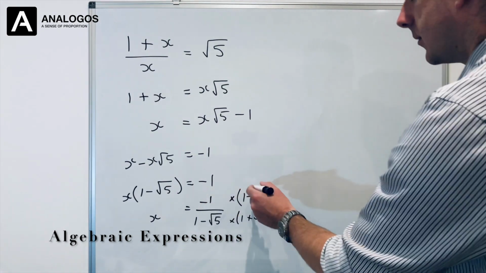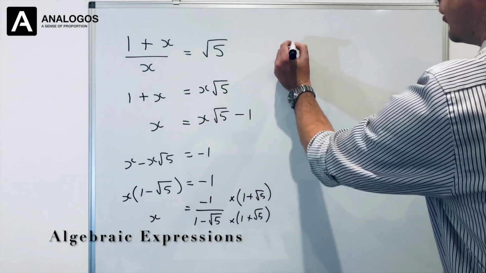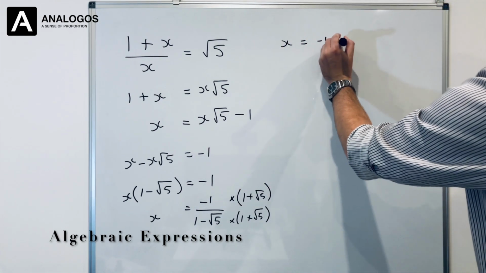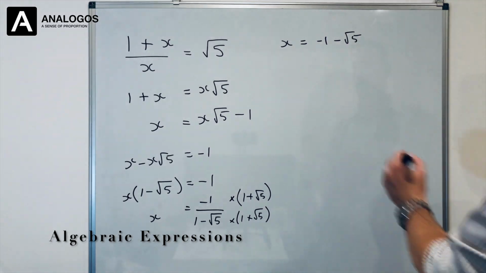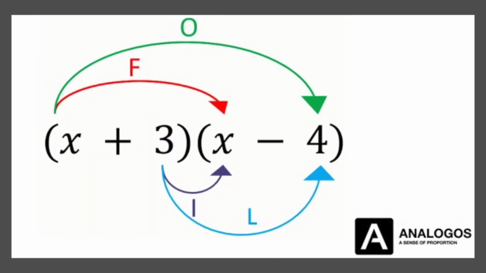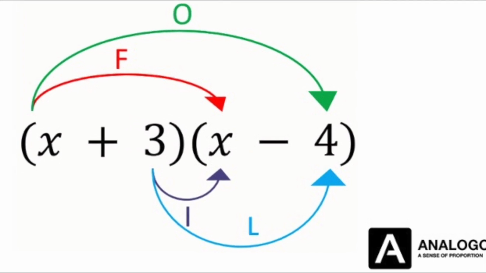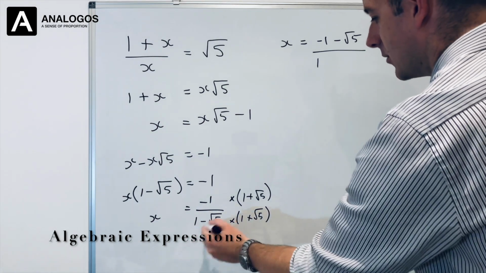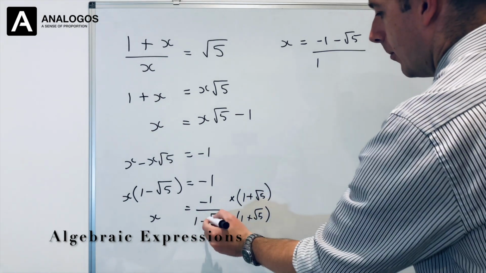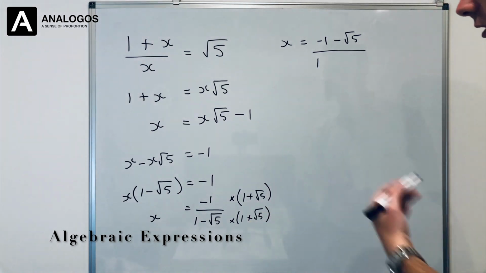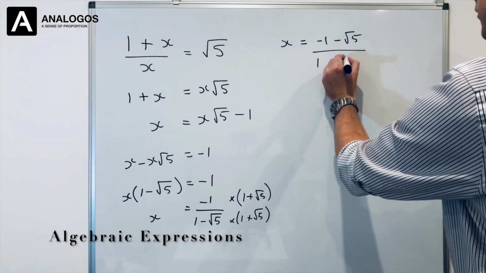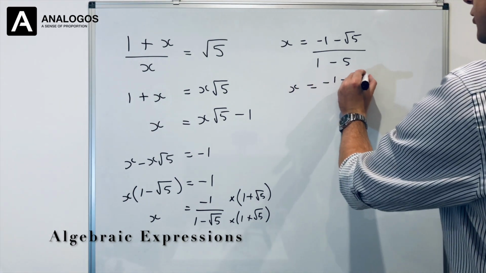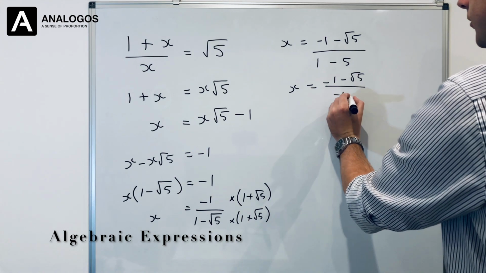So negative 1 times 1 plus root 5, which you can multiply through by negative 1, that would give us, so we've got x equals negative 1 minus root 5, fairly straightforward. On the bottom, we can use FOIL, first, outside, inside, last. So first, 1 times 1 would be 1. Outside, plus root 5 times minus root 5 would just cancel. Minus root 5 times plus root 5 would be minus 5. So we've got x equals minus 1 minus root 5 over negative 4.